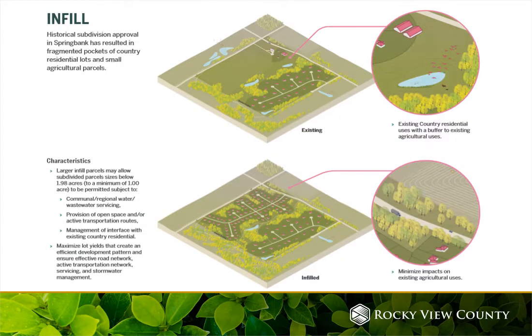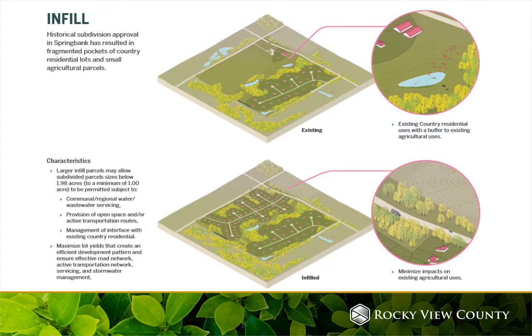Much of Springbank has been developed in the traditional country residential form, but many areas are only partially developed with fragmented pockets of country residential and agricultural lots. The plan provides policies to enable a gradual infilling of 1 to 2 acre lots subject to the following considerations being addressed: land use transition, transportation and access, the active transportation network, servicing, stormwater, and compatibility with adjacent lands.